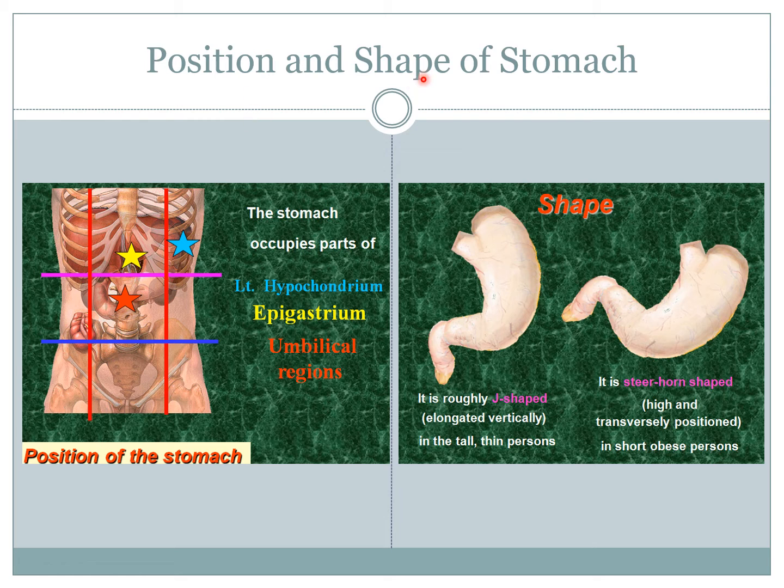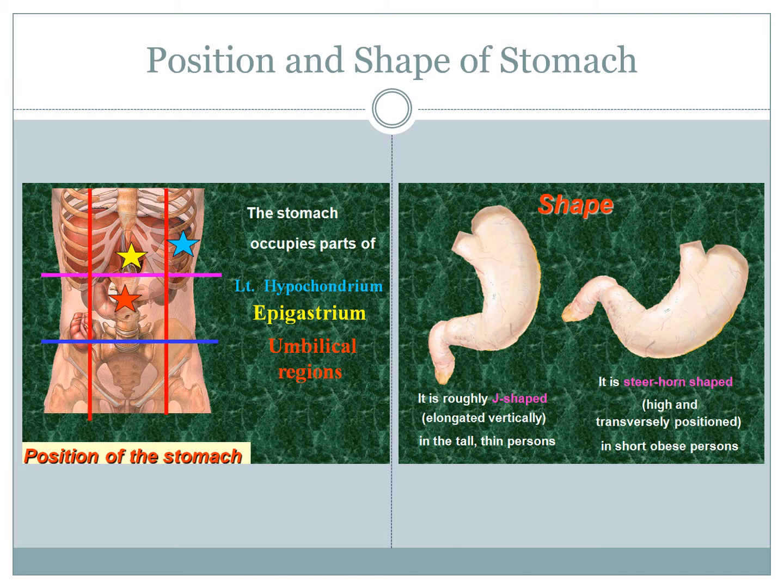So you see the position and shape of the stomach. It occupies part of the left hypochondrium, epigastrium and umbilical region, and its shape is roughly J-shaped, elongated vertically in a tall and thin person, and steerhorn shaped, high and transversely positioned in a short obese person. So this is the different shape depending upon the body of the person.